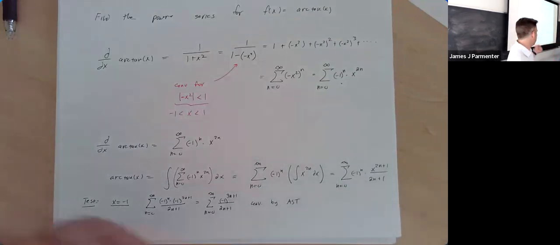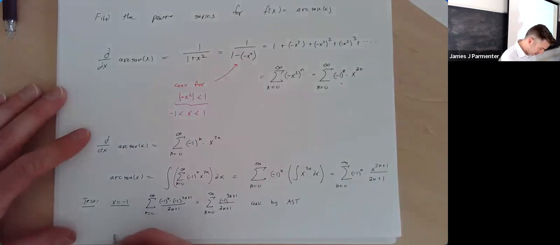Because again, once we've seen that it is alternating, definitely the 1 over 2n plus 1 meets all the criteria. It is positive, its limit is 0, and it's certainly decreasing. Let's check x equal to +1.